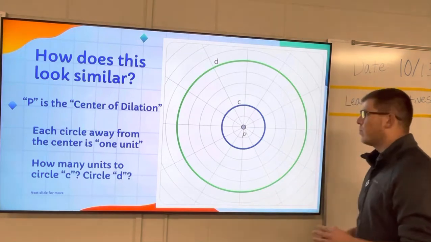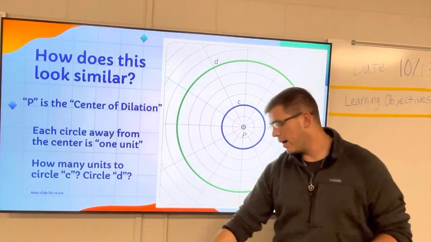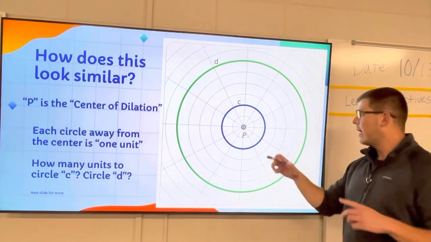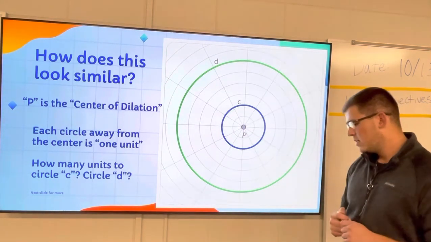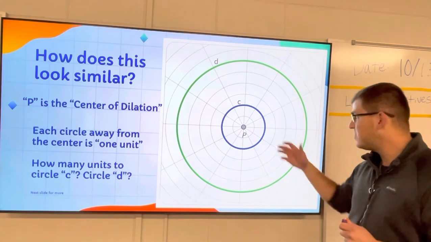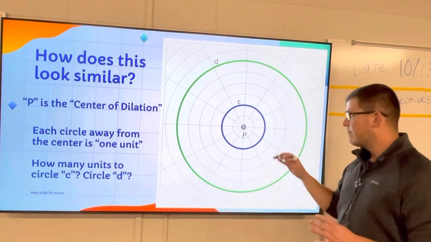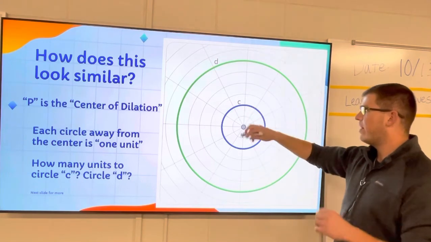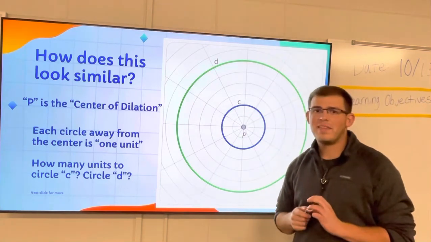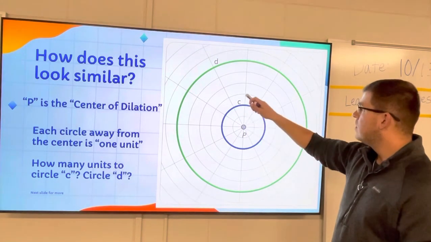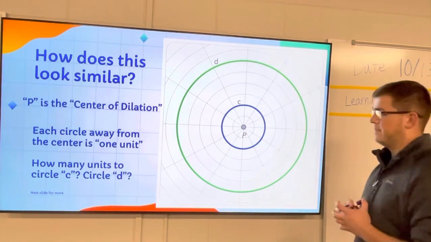So what I want you to do is just right next to this graph on your paper, I want you to count how many units to the circle C, this blue one right here. How many units from the center of dilation is every point on C? Now we just talked about that, it's 2. I want you to just count in your head all the way out to D.